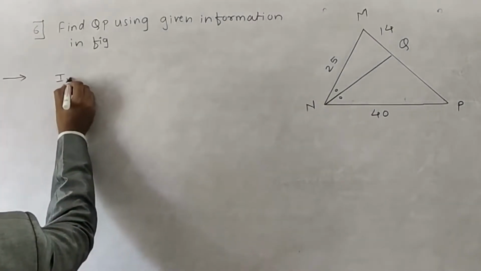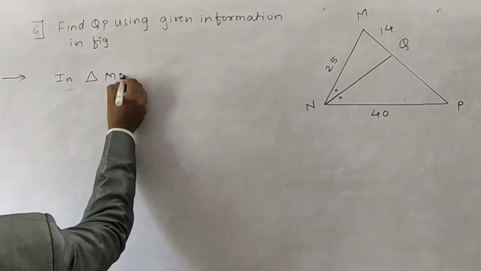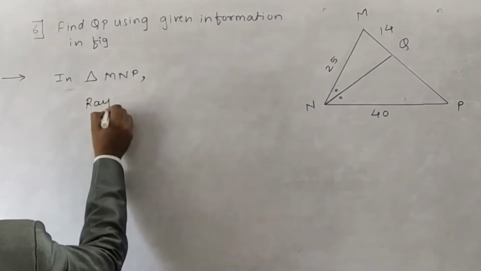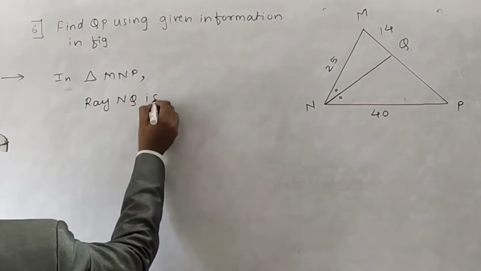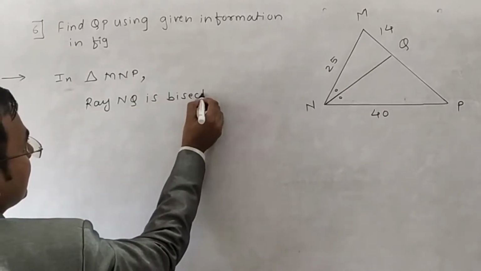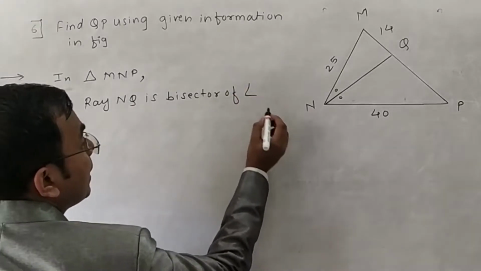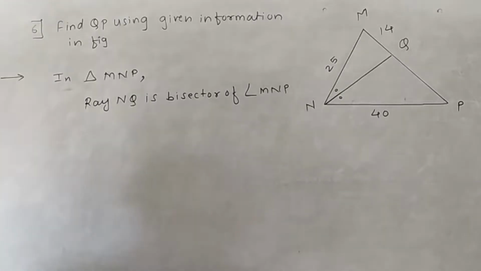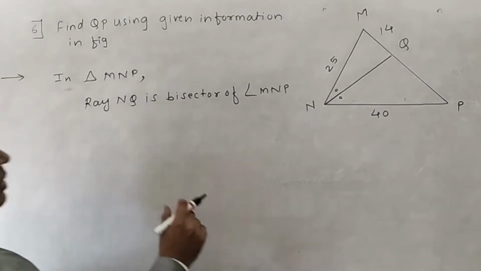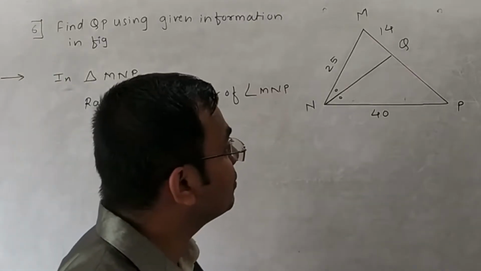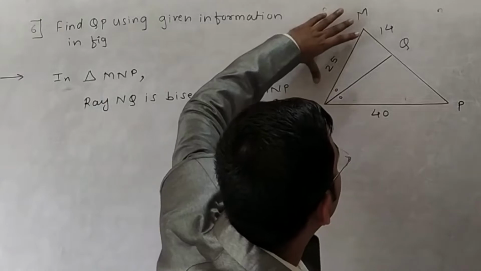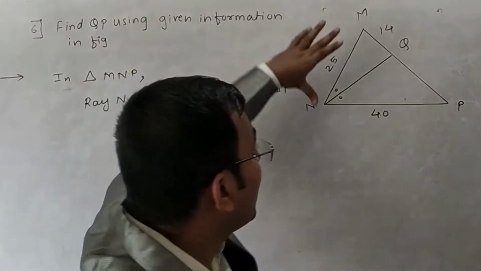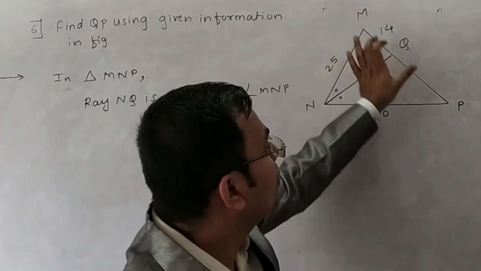So in triangle MNP, ray NQ is bisector of angle MNP. So by using angle bisector property, we have learned that कि MN upon NP is equal to MQ upon QP. Okay, MN upon NP is equal to MQ upon QP.